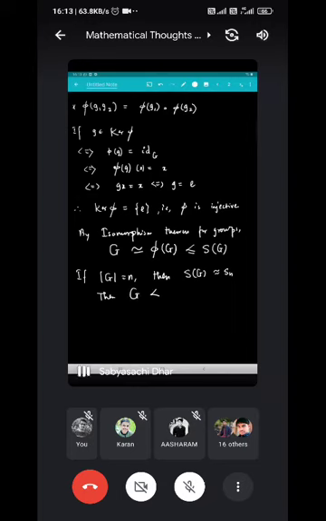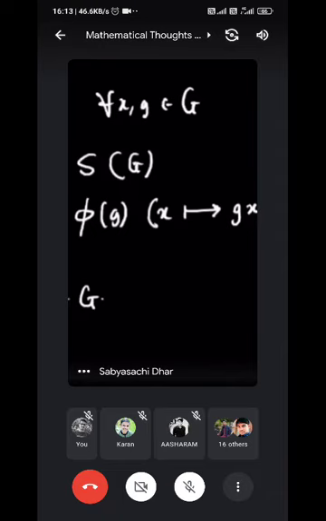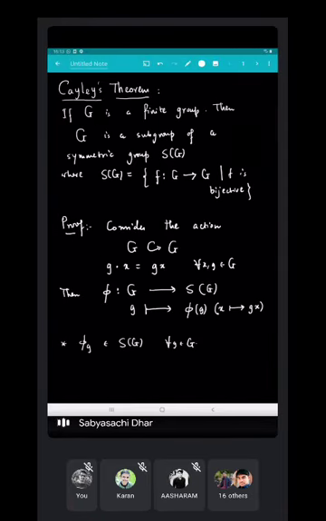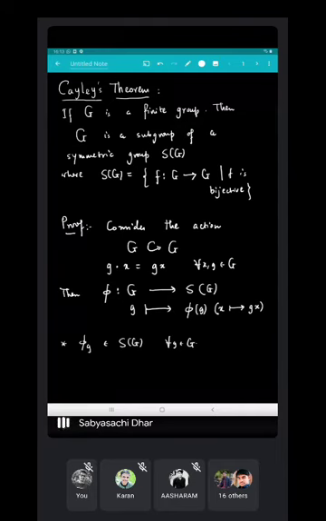G is a subgroup of Sn, where Sn is the symmetric group of degree n, or n symbols. Okay, so this is Cayley's theorem. It is a very fundamental theorem in group theory.